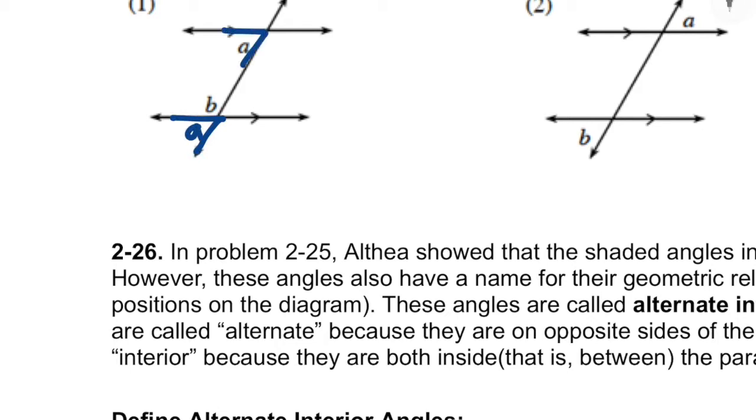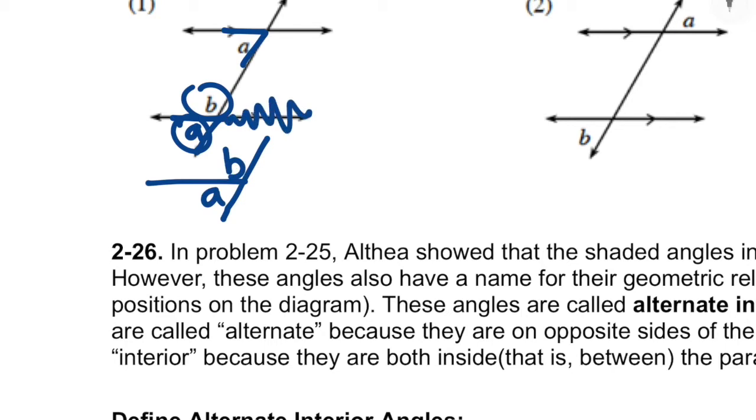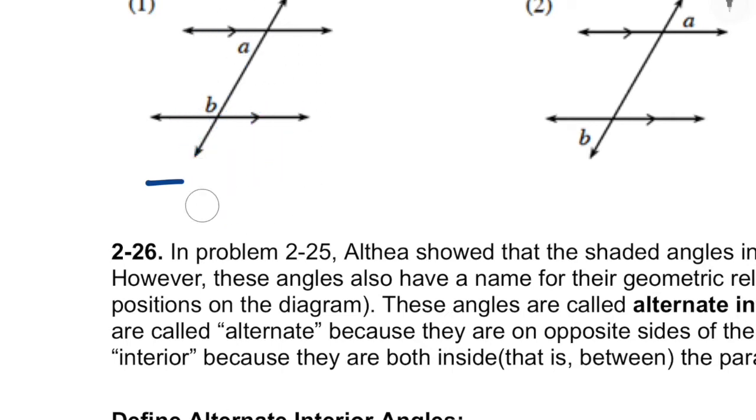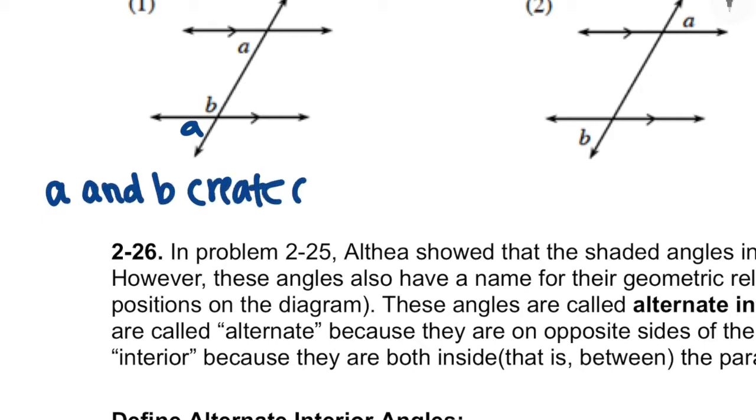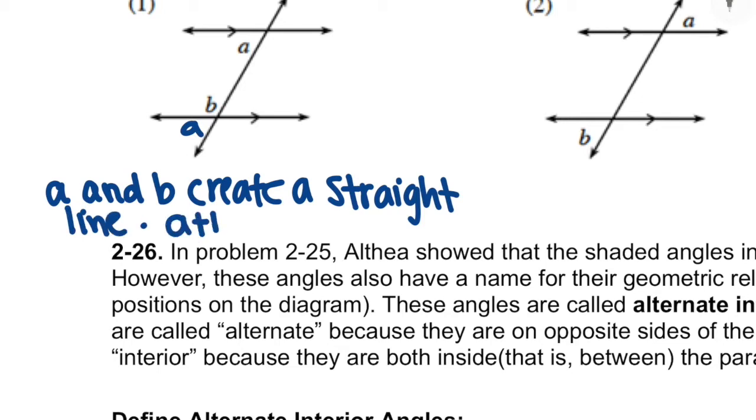So what is the relationship between A and B? Well, they create a straight line together. I got rid of this extra part so you could see it. So A and B create a straight line in this picture. So I'm gonna put that A back here. A and B create a straight line. And when it's creating that straight line, we know that A plus B equals 180.